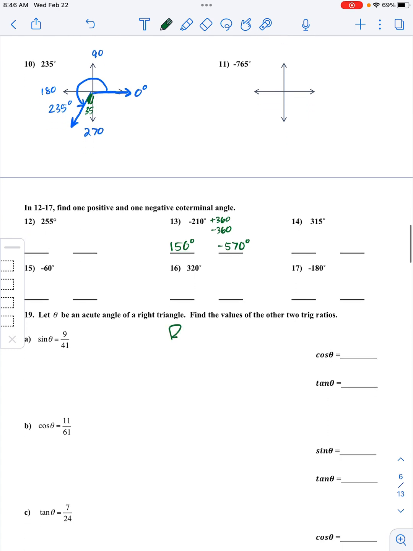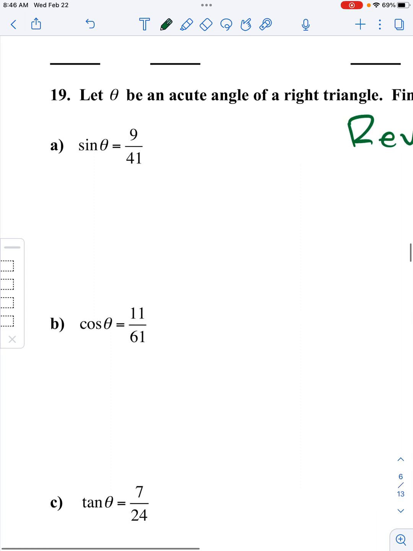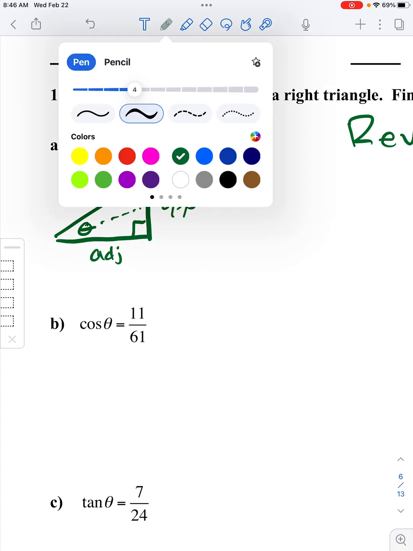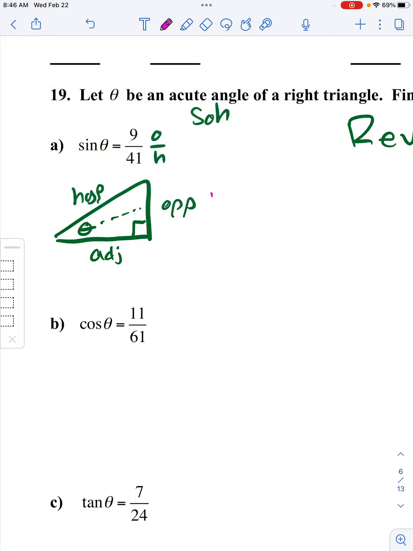Then from here on down, this is review of SOHCAHTOA. So for example here, draw yourself a triangle, put an angle in here, and then label. Across from it will be opposite. The long one across from the 90 will be hypotenuse, and this guy will be the adjacent. Since this is sine, it's the SO part, meaning this is opposite over hypotenuse. So I go to my drawing and I say, okay, 9 is the opposite side, 41 is the hypotenuse side. I don't know this, so I'm going to use Pythagorean theorem.